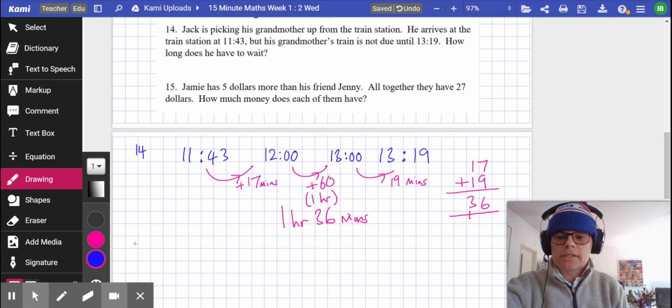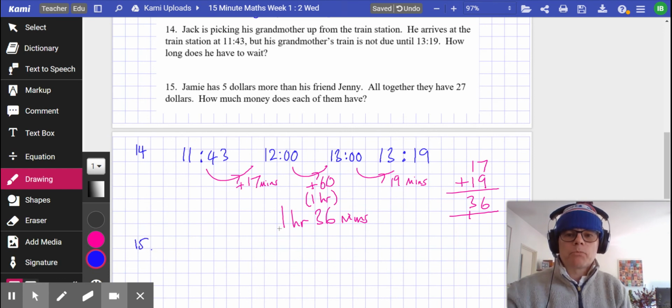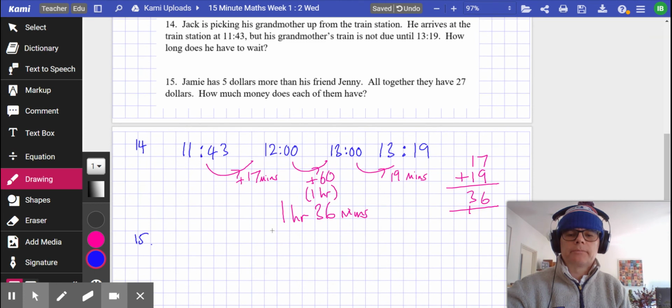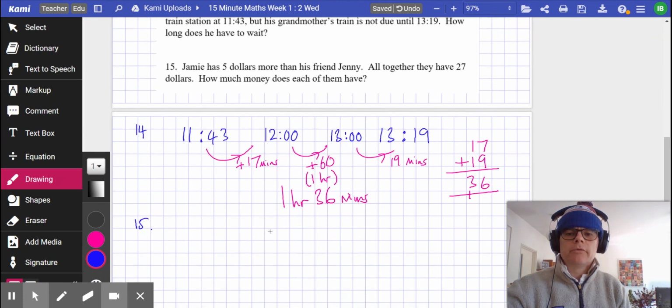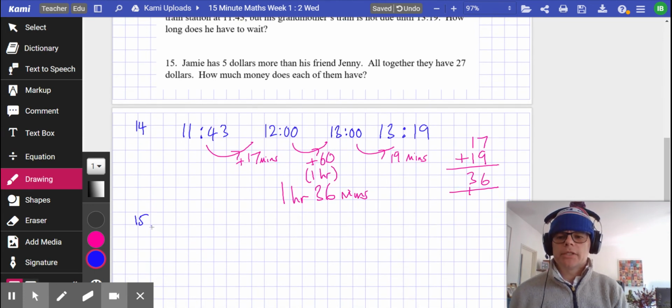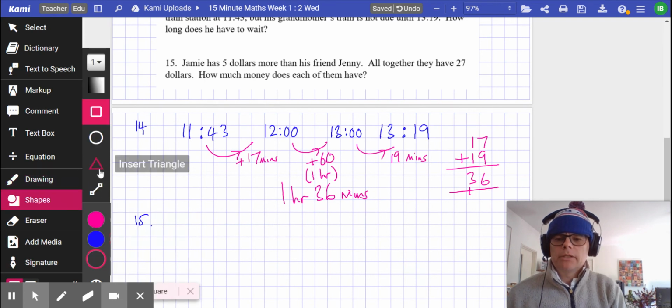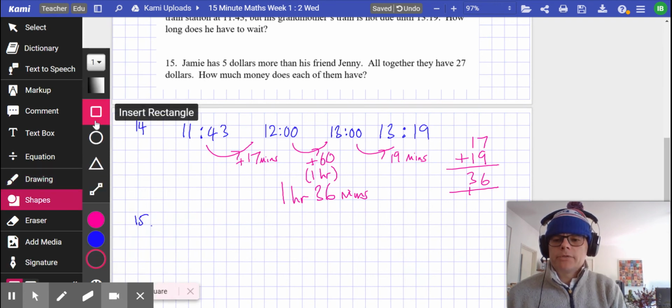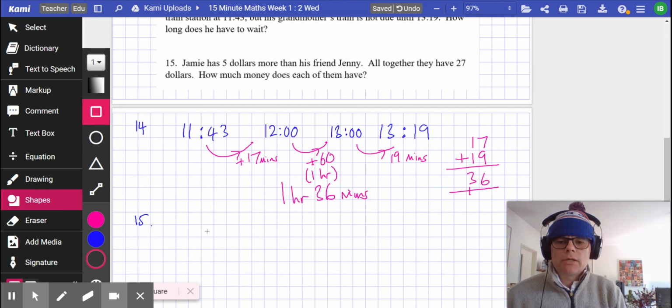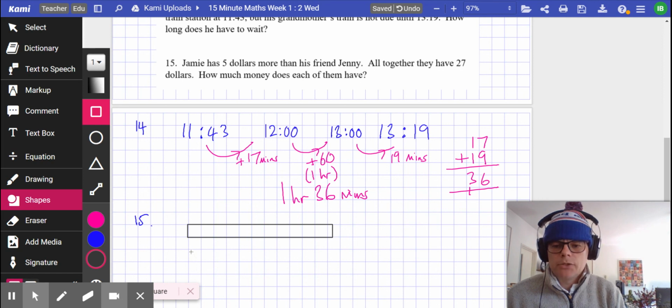15, we did one of these on Monday. Let's have a look. Jamie has $5 more than his friend Jenny. Now I suggested, if you remember, there's a lovely little Singaporean method that I've seen used for these questions. I think it's a great thing to do. So Jamie's got $5 more. So Jamie's, you just put out a rectangle or lozenge like that, and Jamie's will be longer than Jenny's because she's got less money.